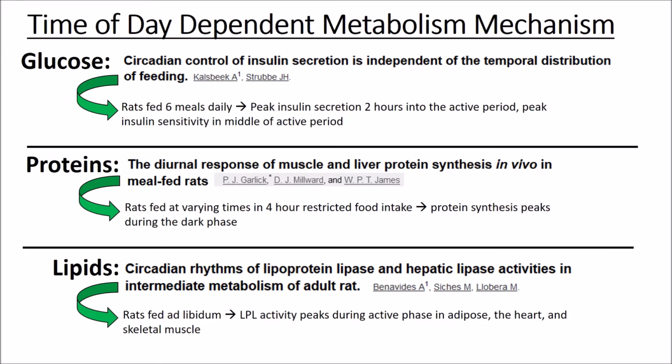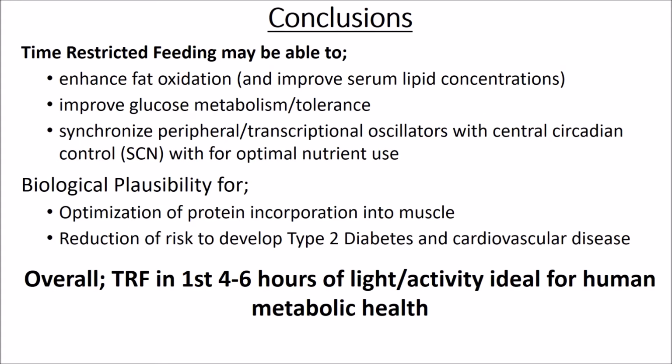There's also evidence in mice genetics that insulin secretion, protein synthesis, and fat breakdown is optimal when you are consuming those nutrients during typically active phases, light synchronized time periods, etc. So the takeaway from all of this is that time restricted feeding in that first 4 to 6 hours of light and activity is pretty ideal for human metabolic health.